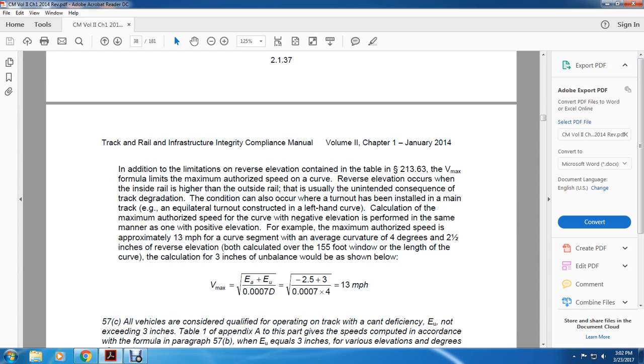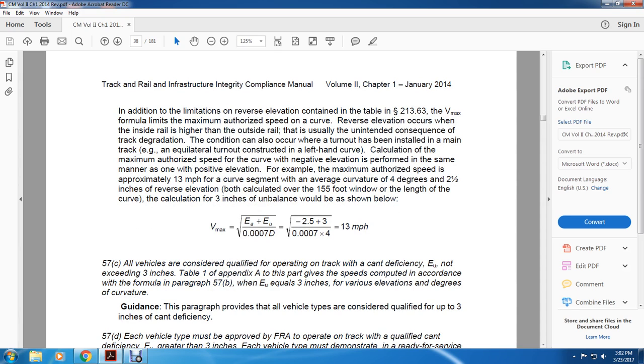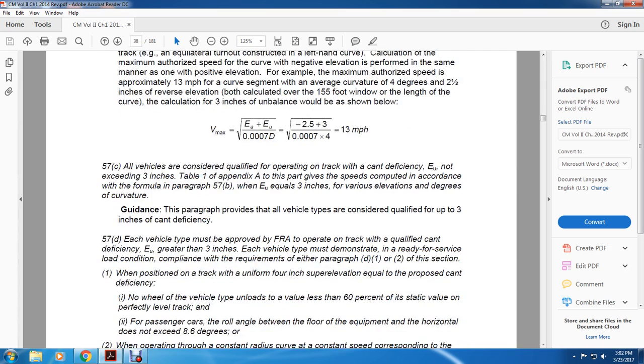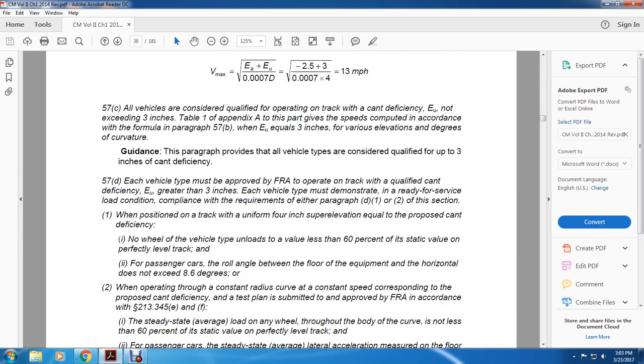For example, the maximum authorized speed is approximately 13 miles an hour for a curvature segment with the average curve of 4 degrees, 2.5 inches reverse elevation, both calculated over a 150-foot window of length of the curve of the calculation. 3 inches unbalanced would be as shown below. Your maximum speed is equal to the square root of (EA plus EU) divided by 0.0007 D, or 2.5 plus 3 divided by 0.0007 times 4, equal to 13 miles an hour.